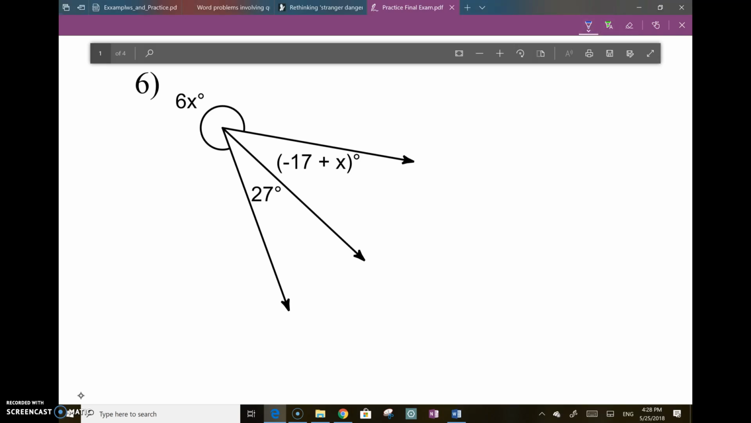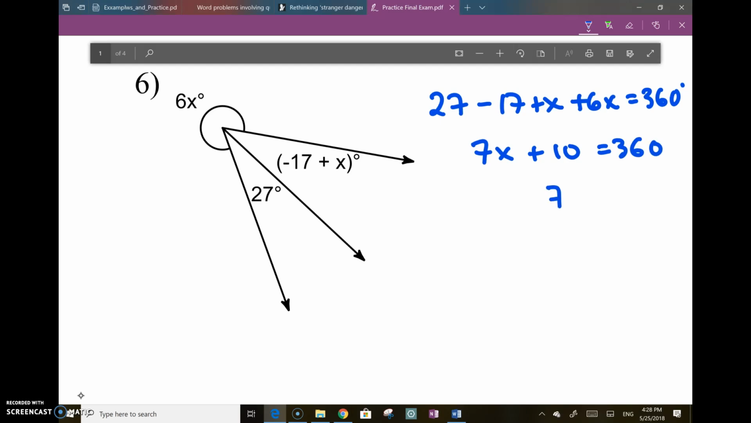So that means I need to say 27 minus 17 plus x, and then plus 6x is equal to 360. And then after this, it's just a matter of solving. So combine like terms. So that's 7x. This would be plus 10 equals 360. And then 7x is equal to 350. And if I did my math right, which I think I did, this means that x is equal to 50.